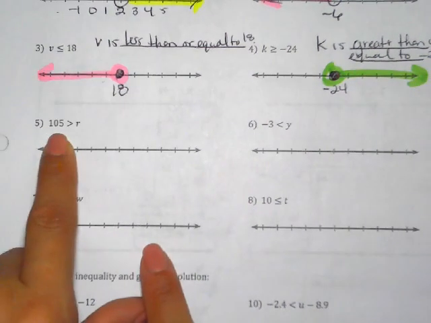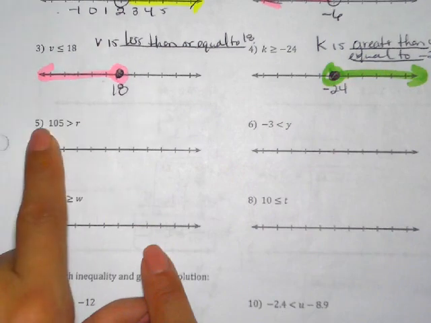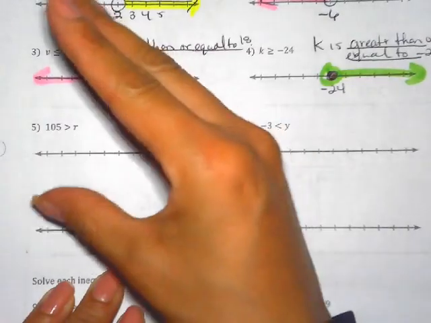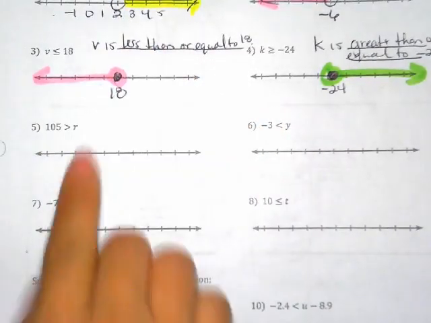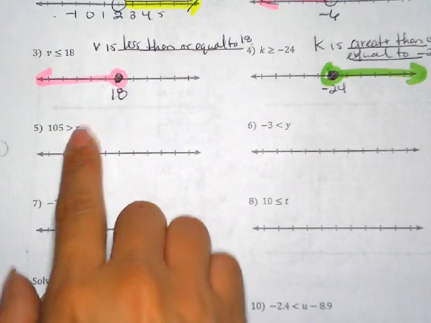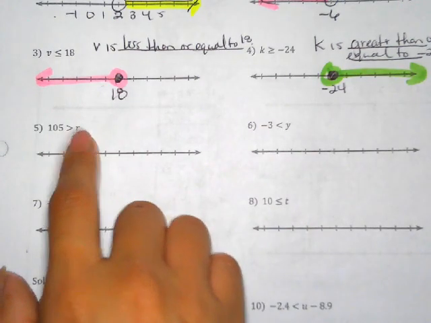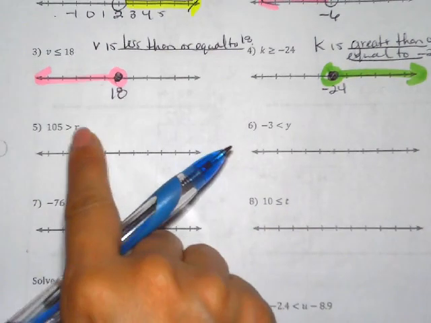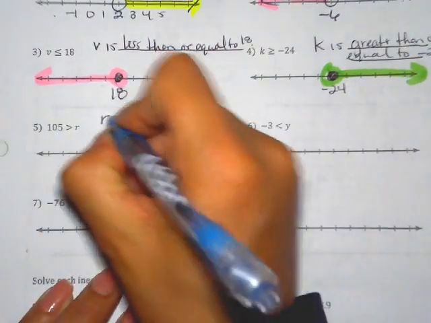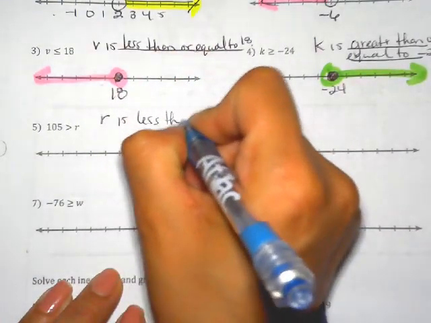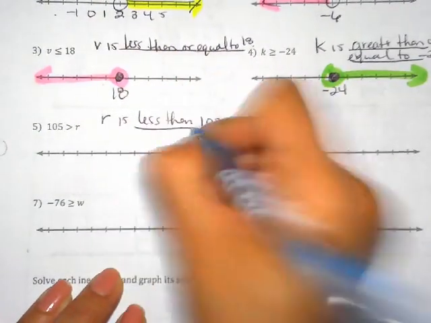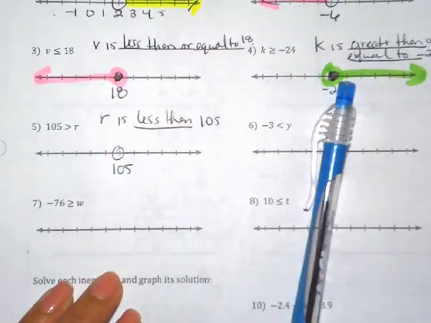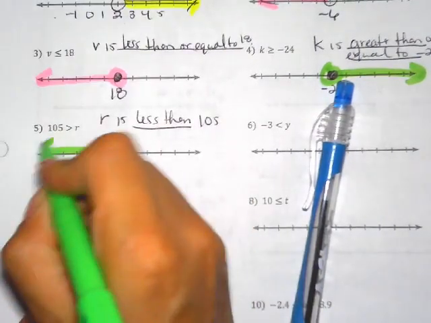Okay. Now the variable's on the right and the number's on the left. So that's where this comes in handy. If you're thinking of it as a mouth, it always eats the bigger number. So then 105 is greater than r. So r is what? R must be less. So when you do this, make sure that you always read from the variable. Since r is on this side of the inequality, then r is less than 105. Oops, open circle, 105, less than, to the left, less is left, right?